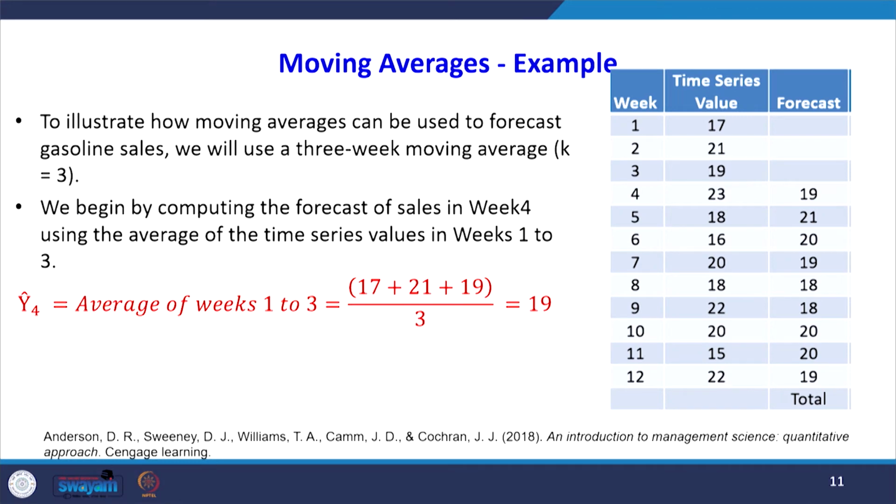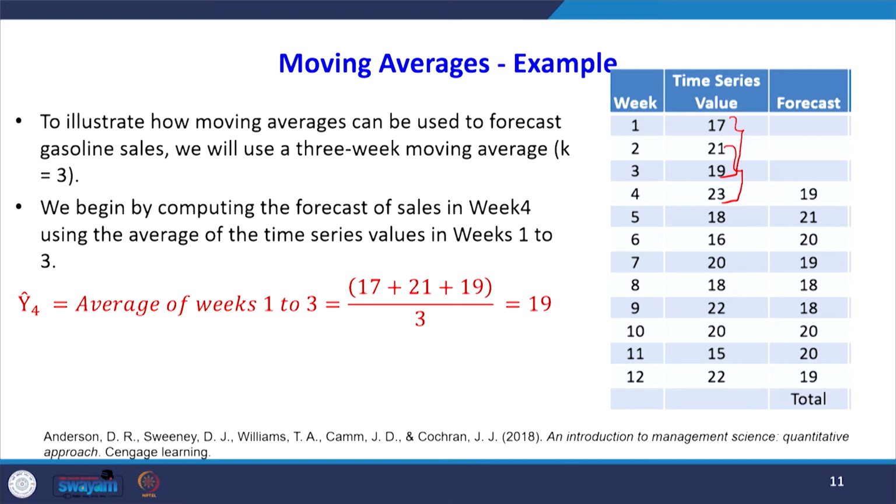To illustrate how moving average can be used to forecast gasoline sales, we will use a 3-week moving average period. So, what is the meaning of the 3-week? Look at the table which is given on the right hand side. First you will take 3 values, then find the average, that will be the forecast for the 4th period. The next one, the last 3, will be the forecasted value for the 5th period. Okay. So, like this we will continue. I will explain exactly what is happening in this methodology.